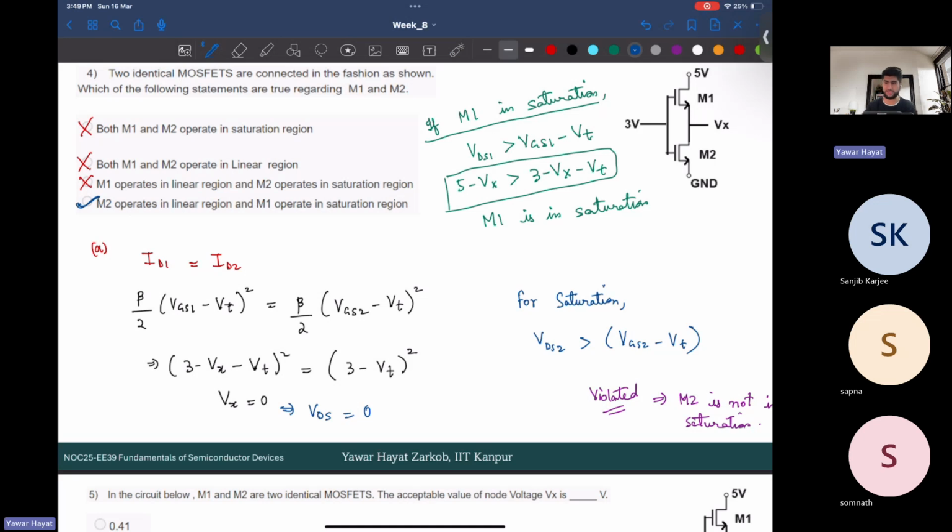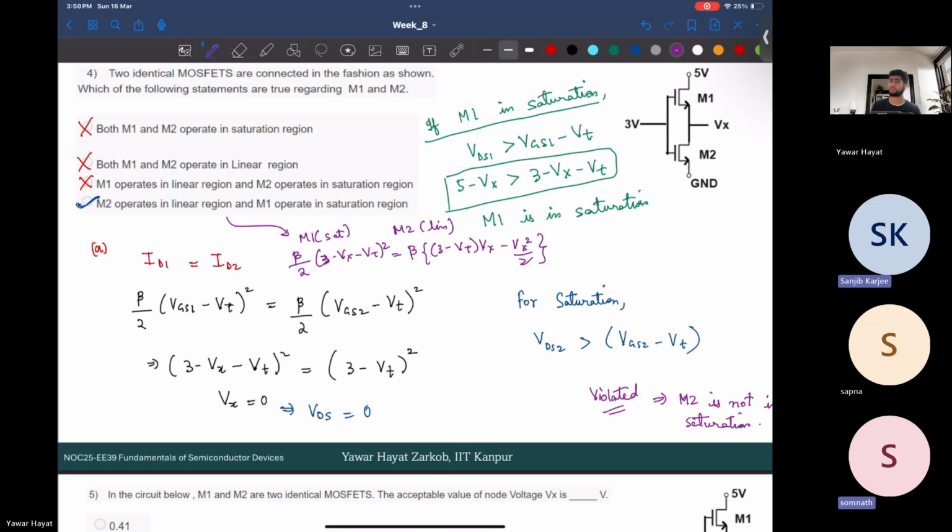Okay, I'll just write the equation. So for this, we will do this. M1 will be in saturation, M2 will be in mean. And M1 saturation will be beta by 2 times (V_G minus V_T) whole square, equal to beta times ((V_G minus V_T) minus V) times V minus V square. Is this clear? Sir, what is not clear, sir?